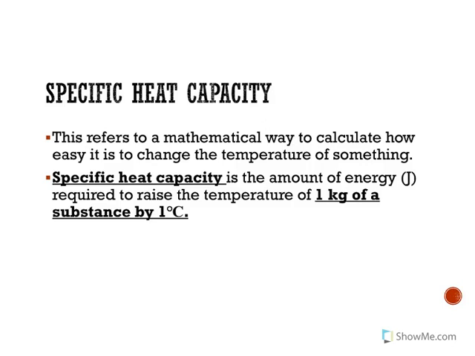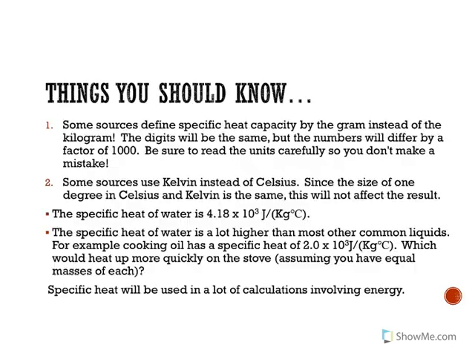Specific heat capacity refers to the mathematical way to calculate how easy it is to change the temperature of something. Specific heat capacity is the amount of energy, measured in joules, required to raise the temperature of 1 kilogram of a substance by 1 degree Celsius. Some things you should know. There are some sources that define specific heat capacity by the gram instead of the kilogram. The digits will be the same, but the numbers will differ by a factor of 1,000. Make sure you read the units carefully so you don't make this mistake.